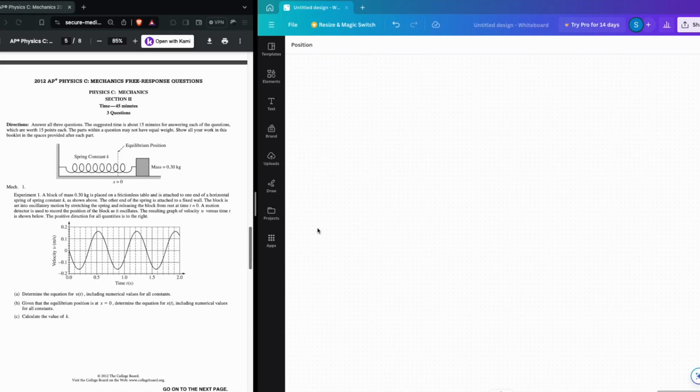Let's take a look at this problem from the AP Physics C exam from 2012 that covers oscillations. We're given a block of mass 0.3 kilograms on a frictionless table attached to a spring of spring constant K. Part A asks us to determine the equation for v of t.